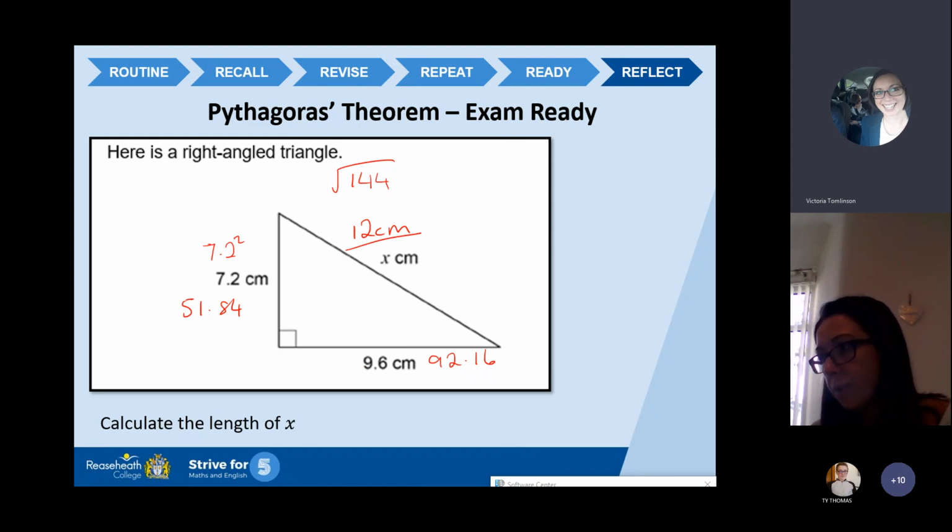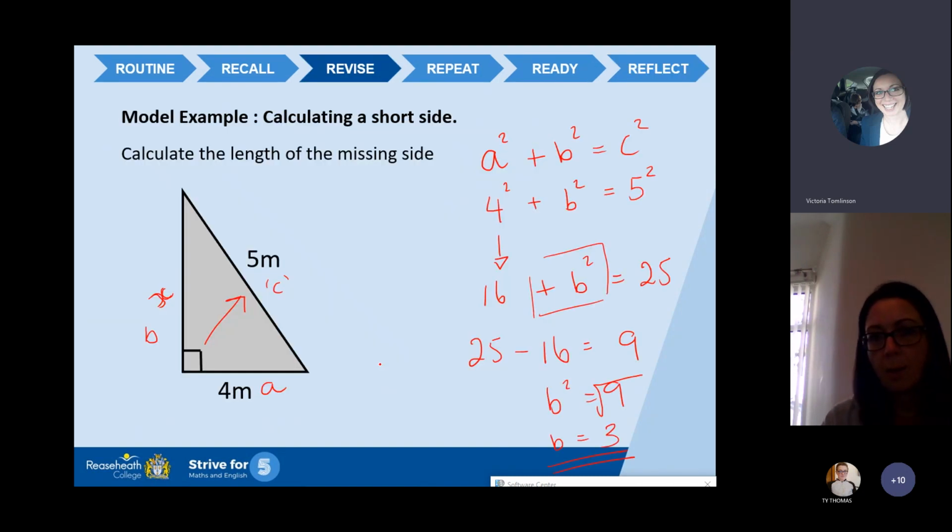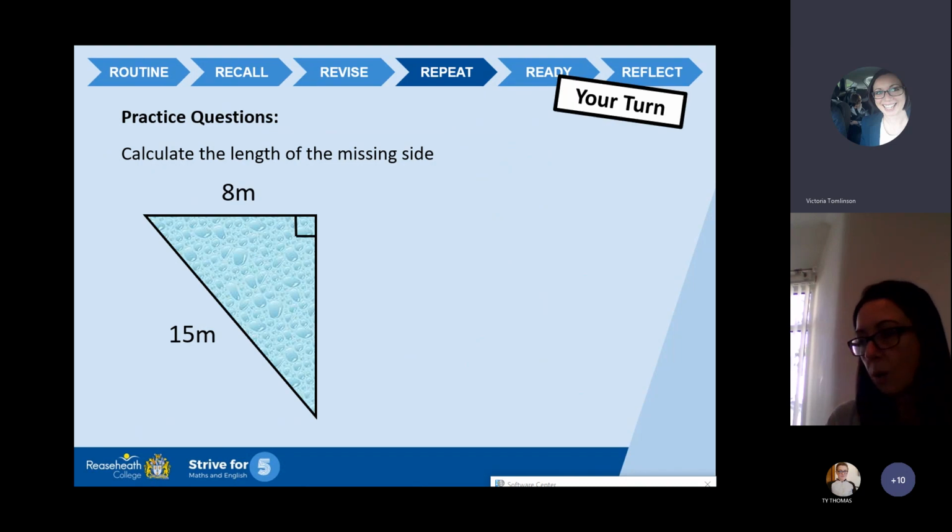And then the next ones, finding a short side. Oh yeah, that's probably it then. You've worked out a short side rather than the long side. And then these ones, it was just a takeaway.